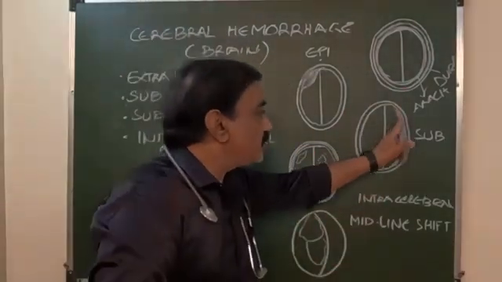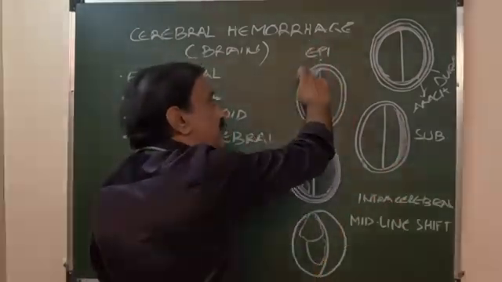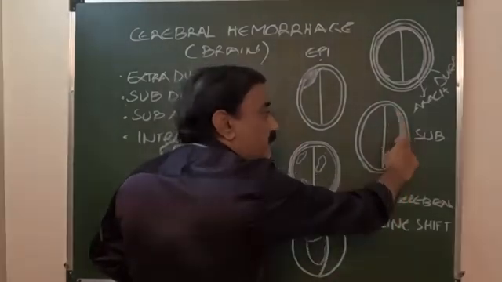So this is called subdural, below the dura. The extradural one is above the dura, between the dura and the skull. This is below the dura, where there is bleeding.